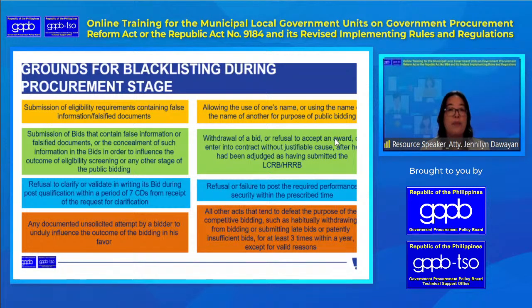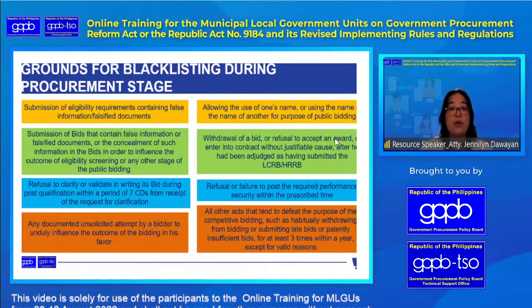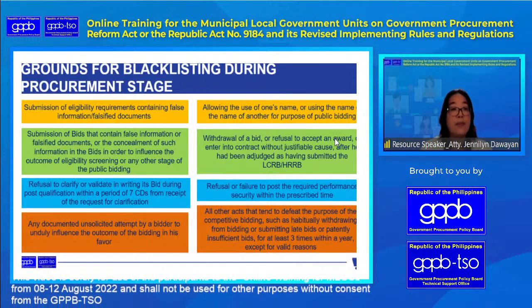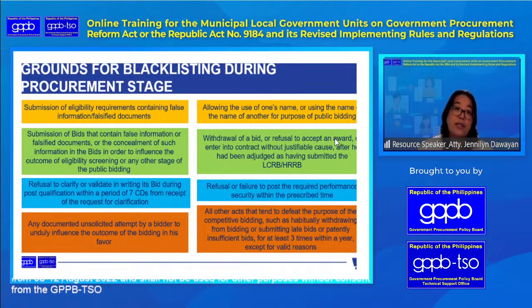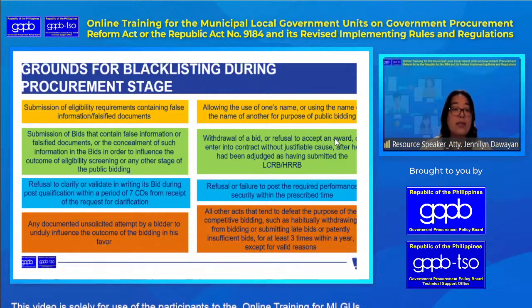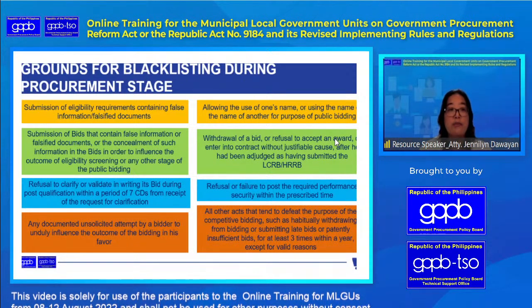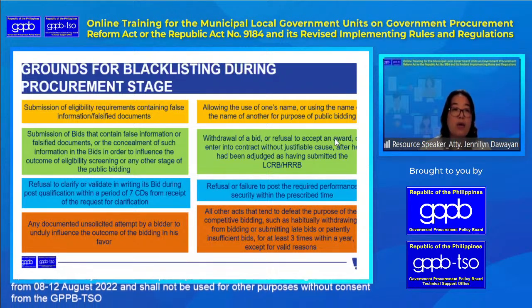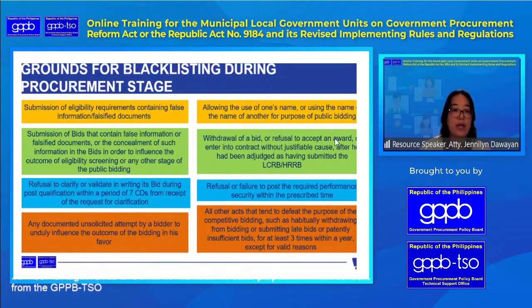The fourth one is withdrawal of the bid or refusal to accept an award or enter into contract without justifiable cause after na-determine na nga siya na LCRB, di ba? Or highest rated responsive bid siya. Tapos later on, bakit hindi niya tanggapin, no? So in this case, it's also a ground for blacklisting. Kasi nga, if without justifiable cause, hindi niya tinatanggap, marami kang nasasayang na oras, no? On the part of the agency.